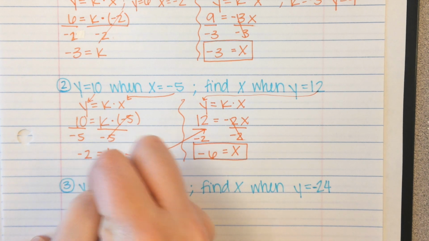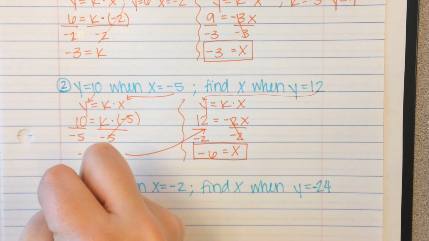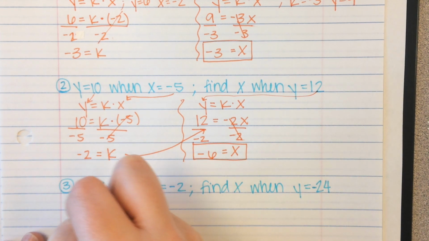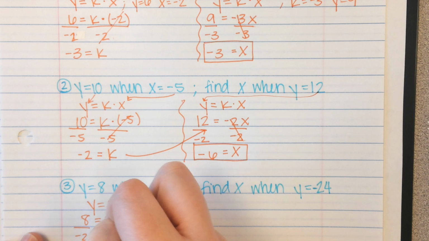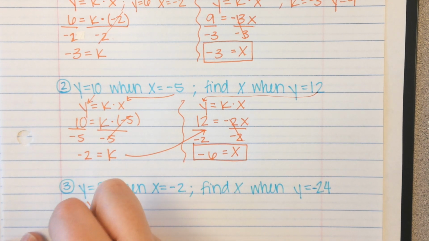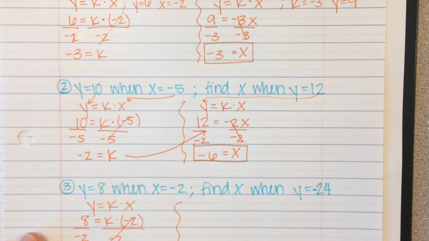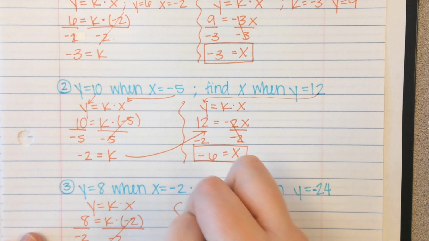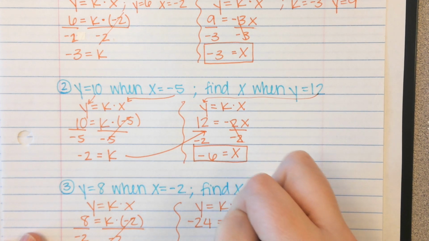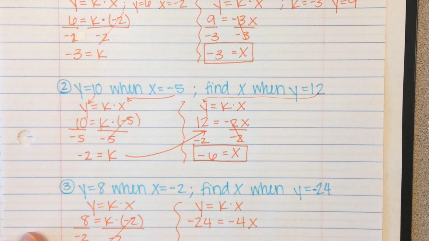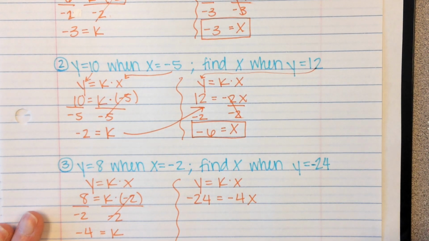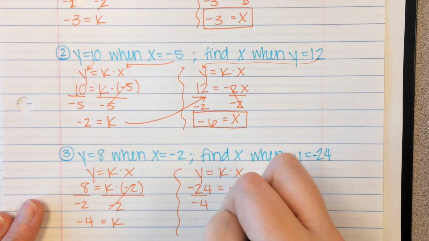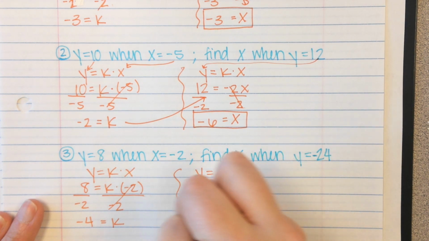Okay, let's see how you did. So y equals k times x. We know y is 8. We don't know k. X is -2. We will divide both sides by -2 and get k equals -4. Draw your line. We're going to use y equals k times x again, where y is -24, k is -4, and we don't know x. What do I do to get x by itself? Divide by -4, and you get x equals +6.